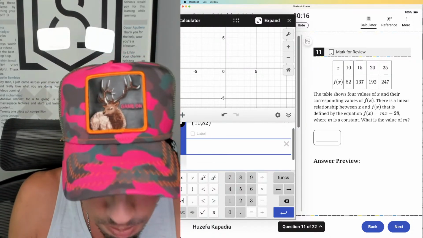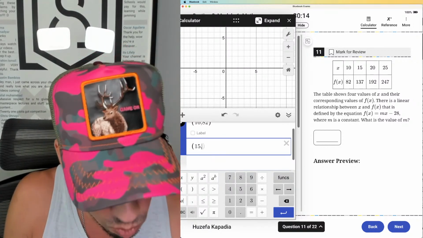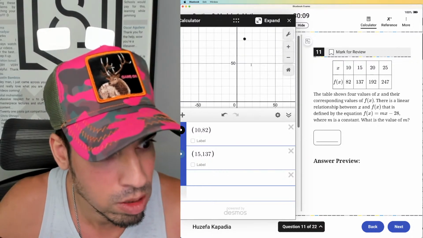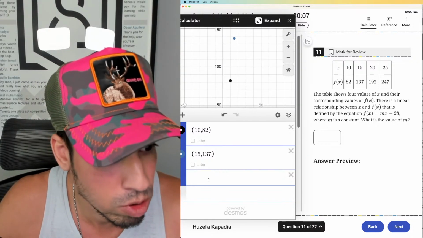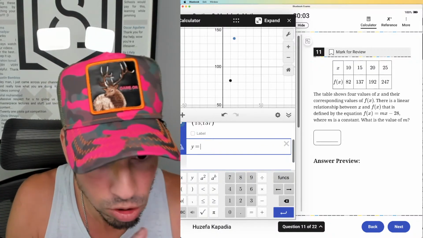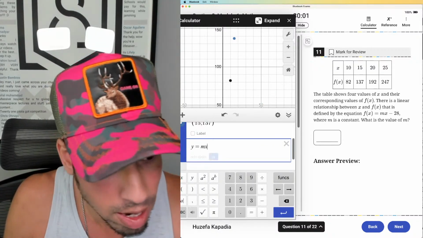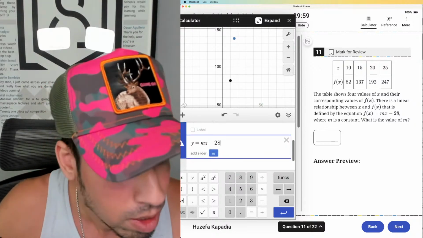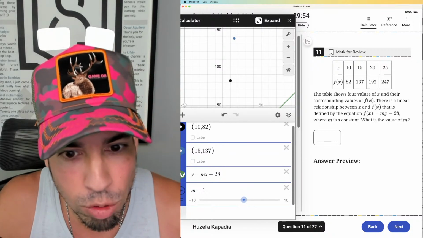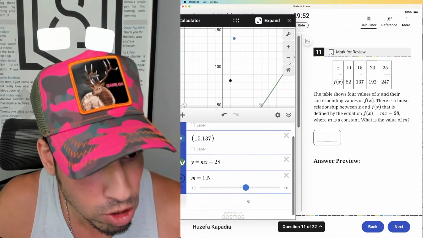We got coordinates here, right? 10, 82, 15, 137, whatever. Okay. So we got a couple of points. Let's find those points because now I just plotted them out. You see how we can plot coordinates? So there they are. Now what we're going to do is say the function, which I can also just say y, is mx minus 28. And guess what? Now we have a slider. Okay? And all we're trying to do is get this equation to match up with these coordinates. Watch this. Watch how cool this is.